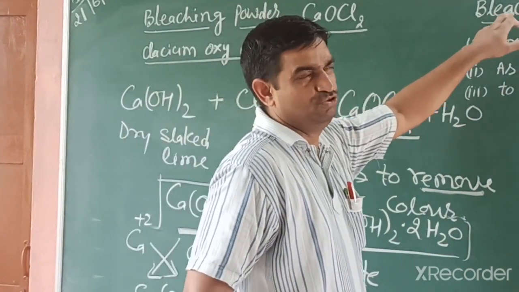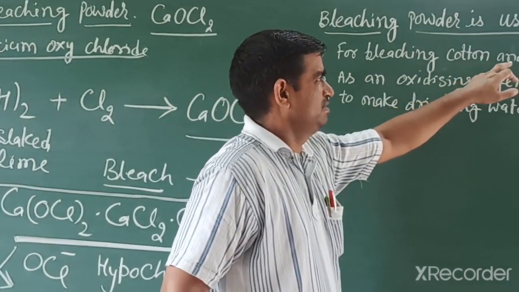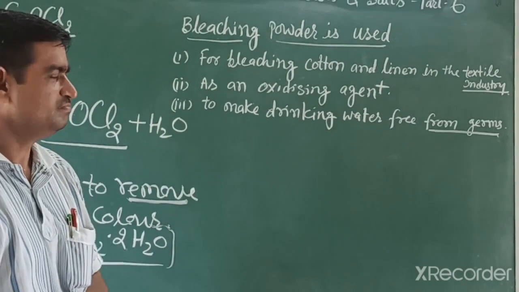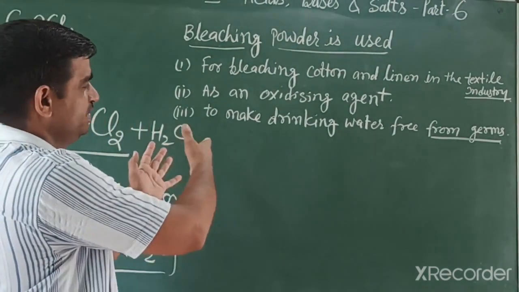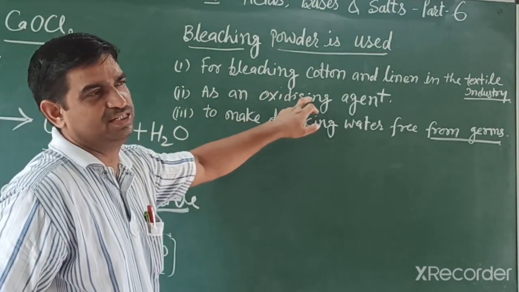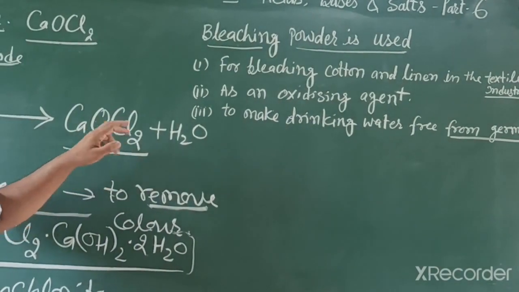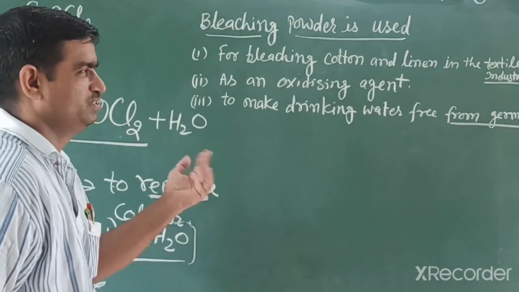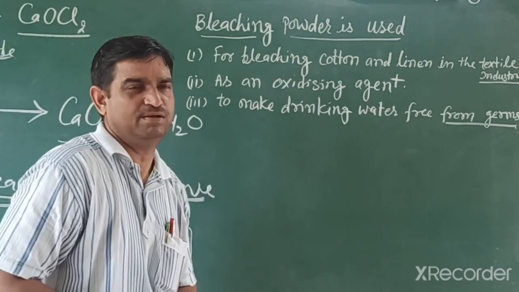The first use of bleaching powder is bleaching cotton and linen in the textile industry. It is used in the textile industry for making clothes and for making paper. It acts as an oxidizing agent, because it removes color by releasing chlorine gas. That gas is a strong oxidizing agent and it oxidizes the color. It removes the color.